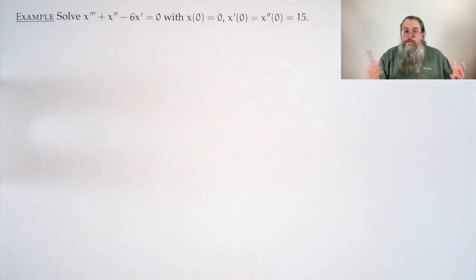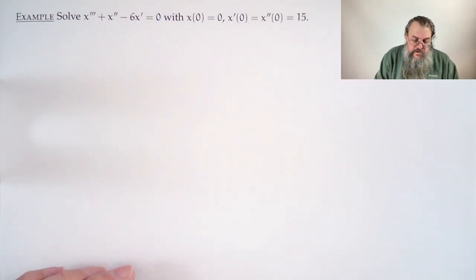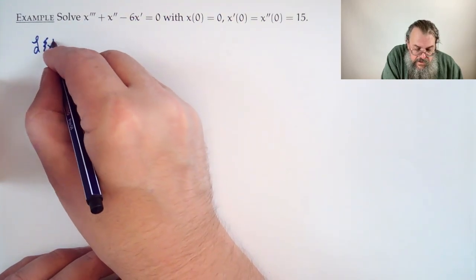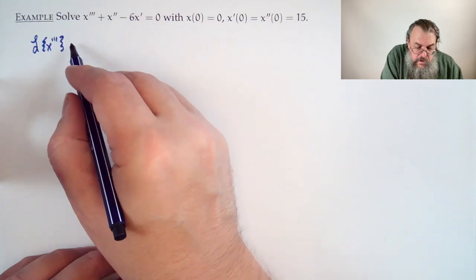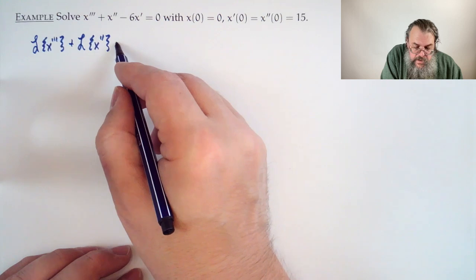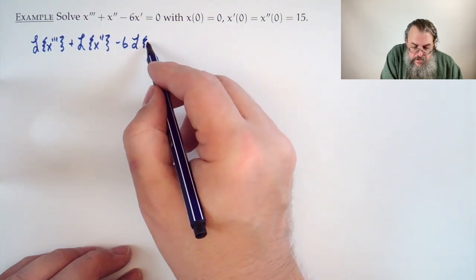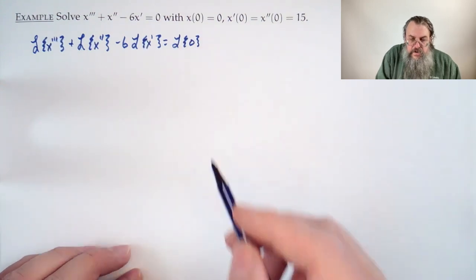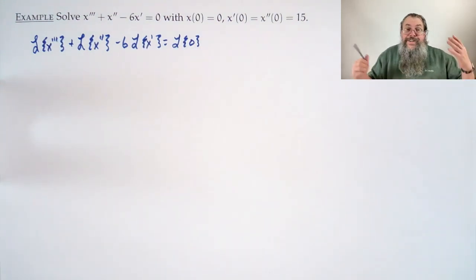Okay, so where do we begin? Well, the first step is always to take the Laplace transform of both sides. And we almost always jump right in and say, hey, linearity, let's simplify that process. So in particular, we have the Laplace transform of x triple prime plus the Laplace transform of x double prime minus 6 times the Laplace transform of x prime equals the Laplace transform of 0.